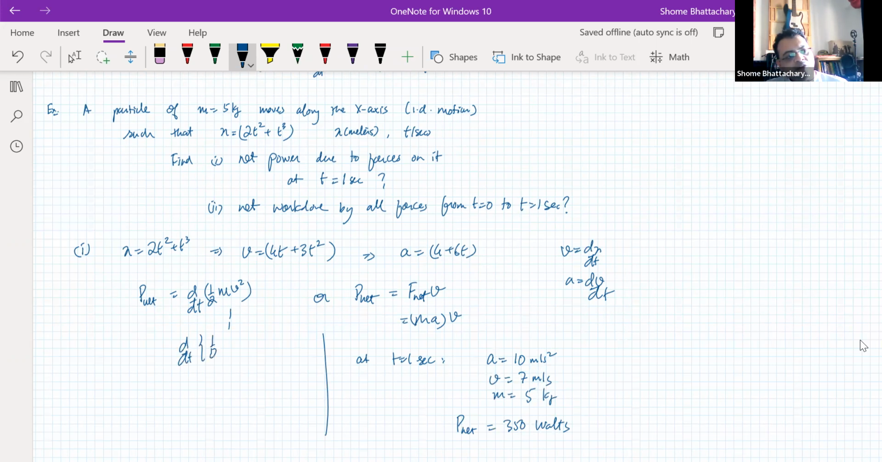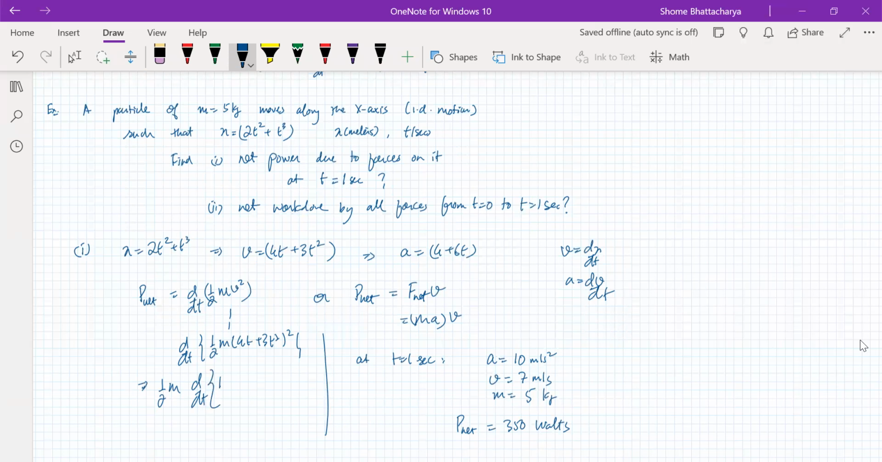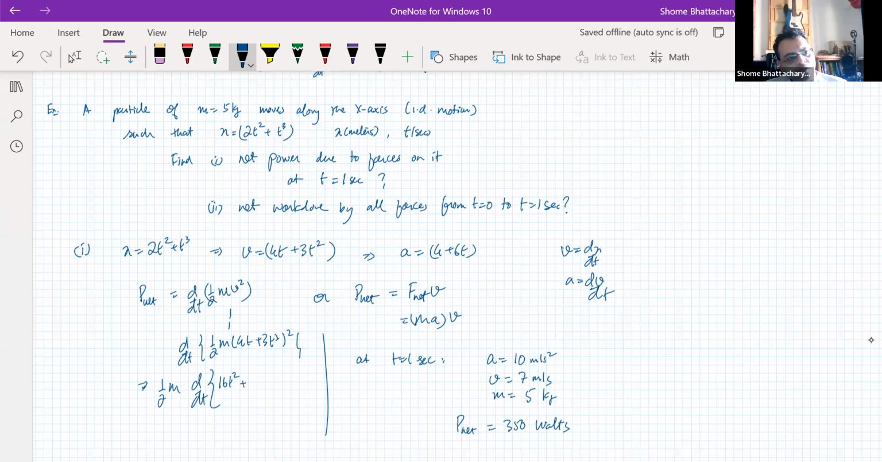This is differentiation of half m into (4t plus 3t square) whole square. So this is a bit lengthy in comparison, but we can still do this. So it is half m into differentiation of this term. So this term's differentiation, when I square this, so 16 t square plus 9t to the power 6, right, plus 24 t to the power 4.